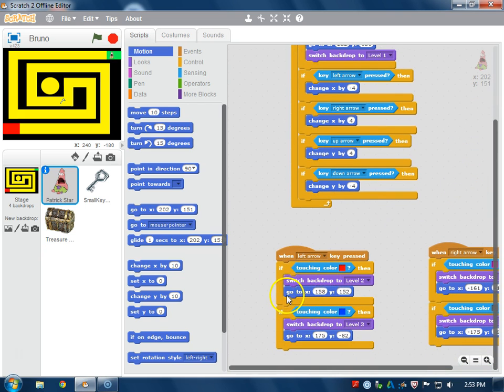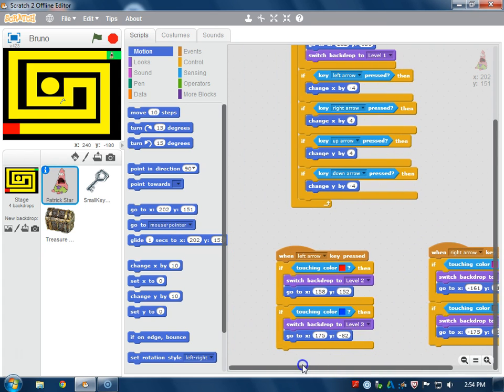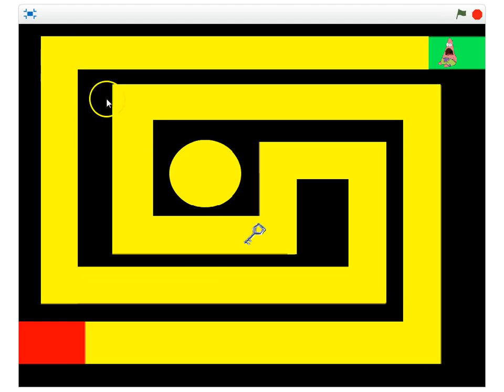That code is for whenever he touches the red boxes or right here. Yeah, he switches to the next level. Okay. And what about this right here? The same thing, but that's for other levels farther in the game. All right, so let's play this.